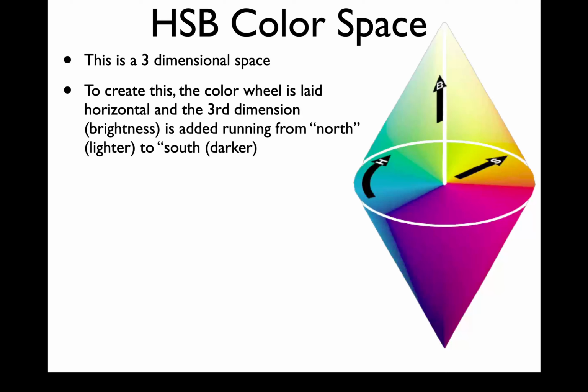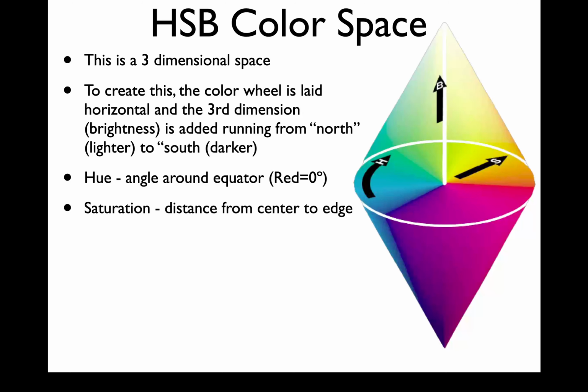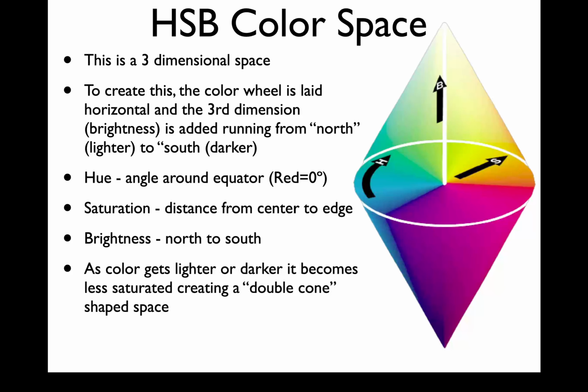It's exactly what I just explained to you guys in terms of how it's oriented. Hue goes around the equator. Red is always at 0, starts at 0. Saturation is the distance from the center out. Brightness is the whole north-south axis. A lot of times I think of this like the globe, or like the Earth would actually be, kind of. And then as color gets lighter or darker, it becomes less saturated.